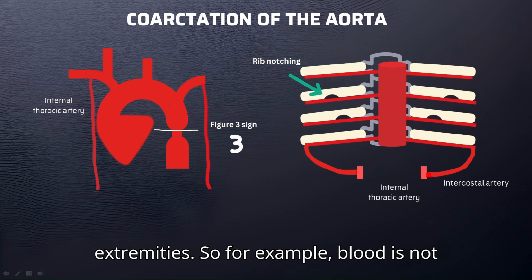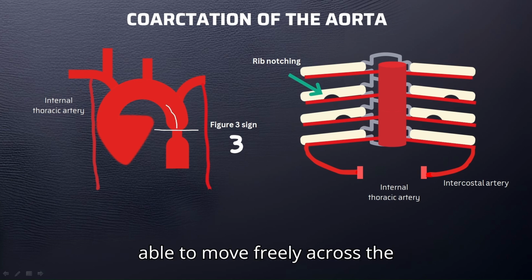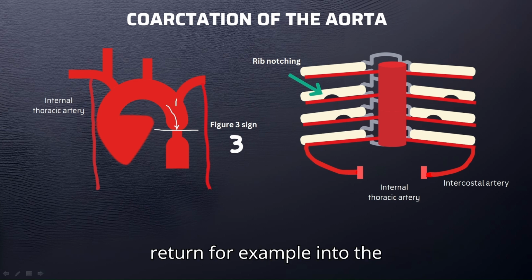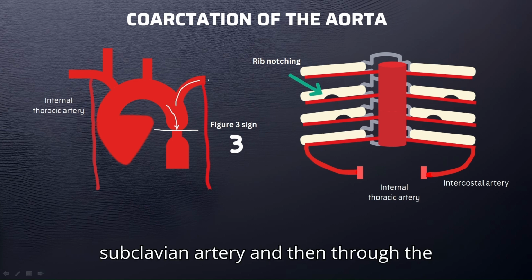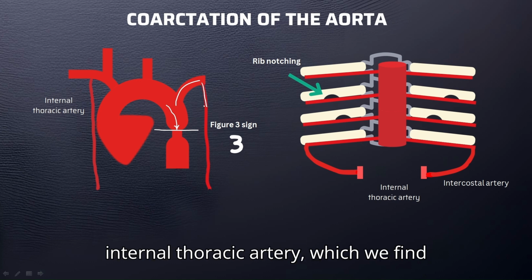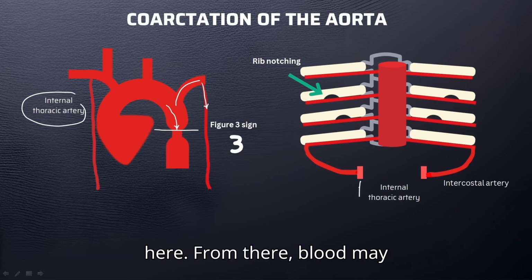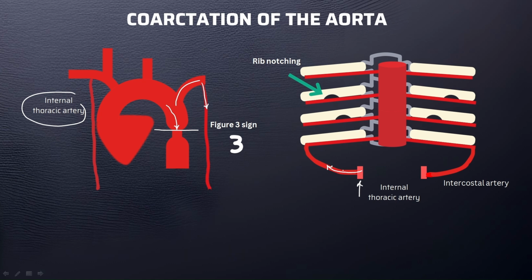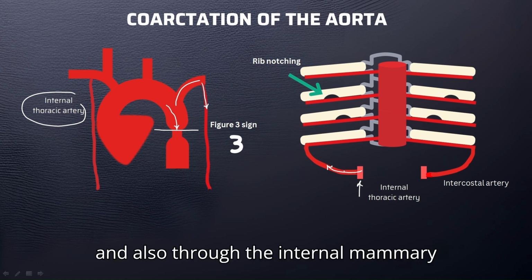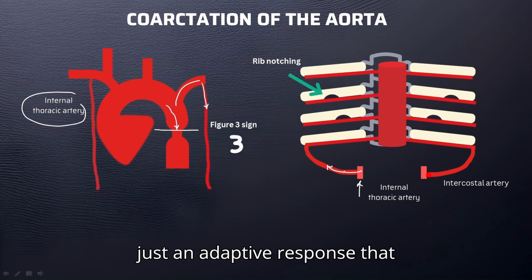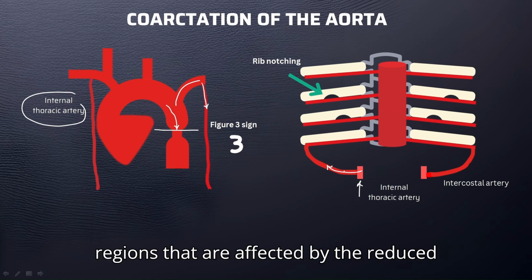So, for example, blood is not able to move freely across the narrowed segment. And so blood may return, for example, into the subclavian artery and then through the internal thoracic artery, which we find right there. You can also see it right here. From there, blood may enter the intercostal arteries and also through the internal mammary artery and the scapular arteries.